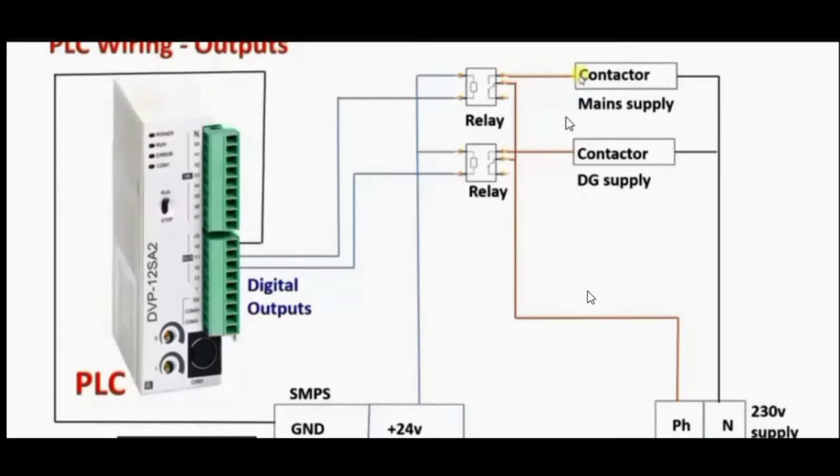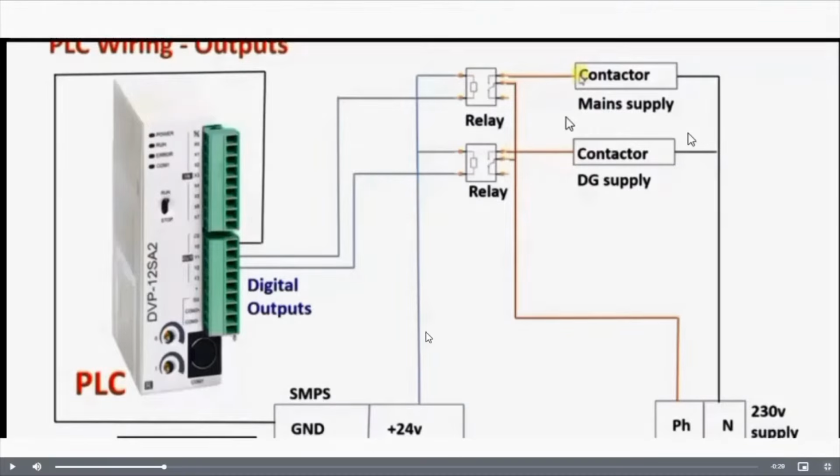Alright. Now let us see the output wiring. Here we have only 2 outputs, okay, which are the main supply contactor and the DG supply contactor. Now first of all, to understand the wiring of this relay, we will connect the ground terminal of the SMPS to the common of the digital output, as you can see here.